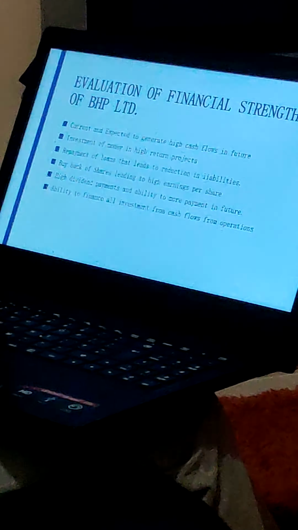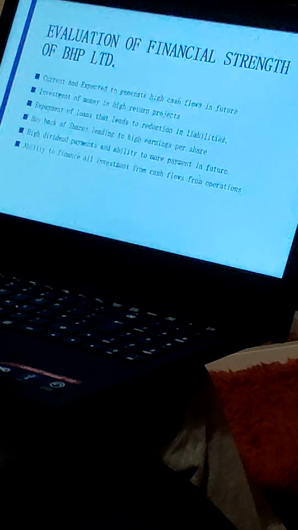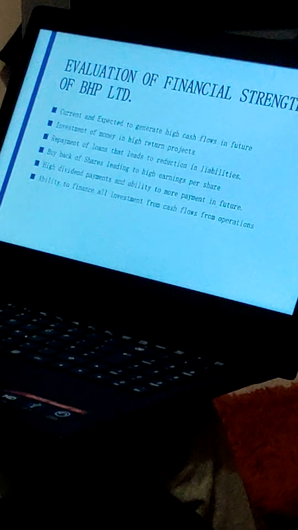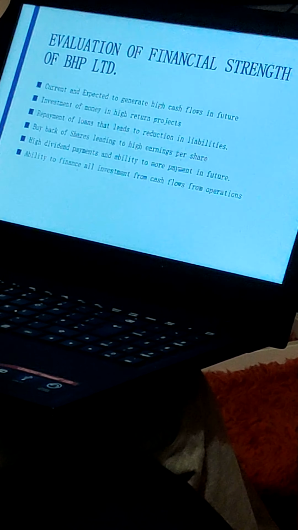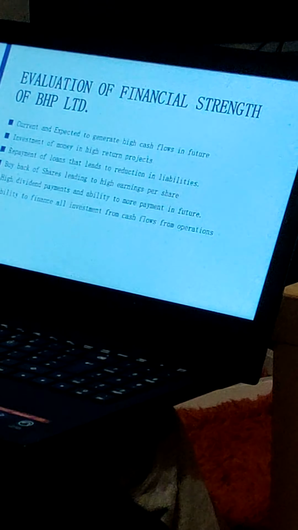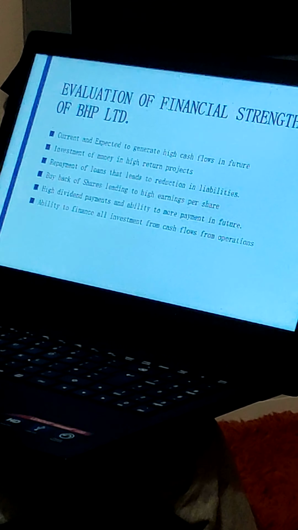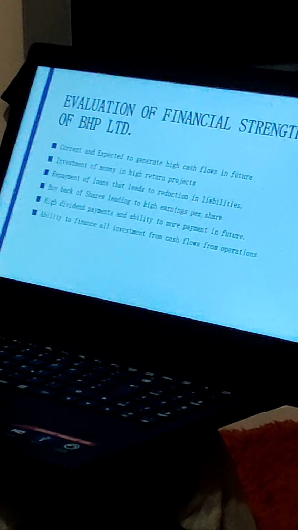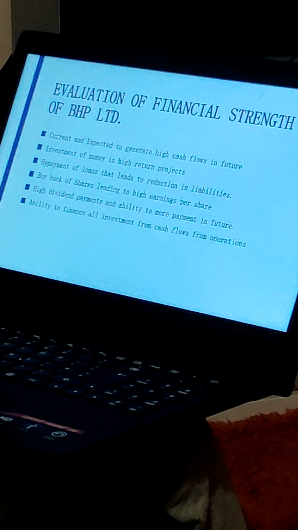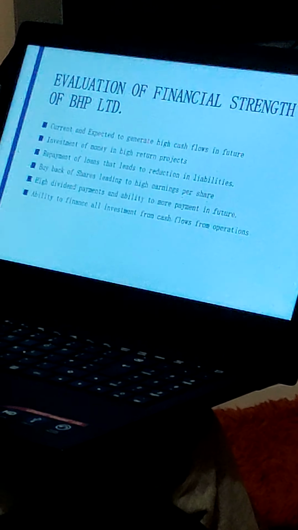Now let's go through how we evaluated the financial strength of BSP Limited. It is currently generating and expected to generate high cash flows in future. They have invested money in high return projects. The repayment of loans was leading to a reduction in liabilities. They have bought back shares, leading to high earnings per share. They have high dividend payments and the ability to pay more in future. They have the ability to finance all investment from cash flows from operations.